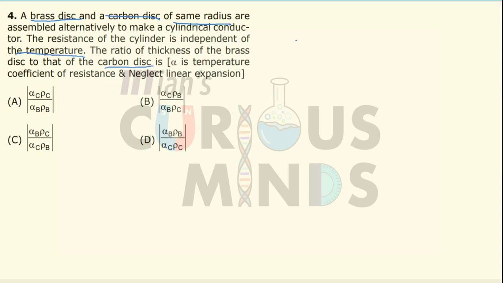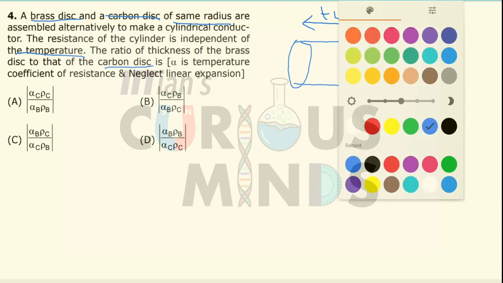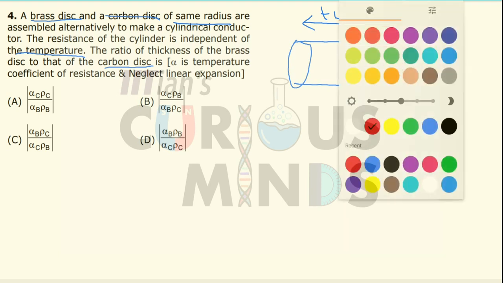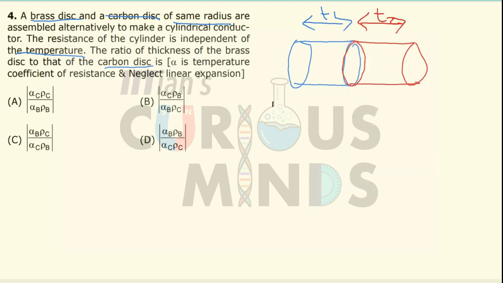Let us say we have the brass disc over here of thickness, let us say T1, and to this I have connected a carbon disc. To the same disc I have connected a carbon disc of thickness T2. Now the total resistance of this conductor, first of all let me find out the individual resistance.